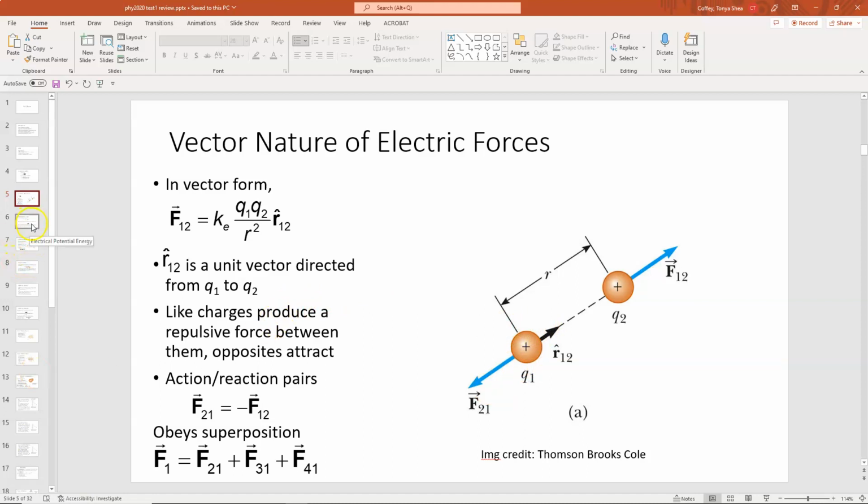If you have multiple point charges, then you just sum up the force on one charge due to all the other charges. So if you have more than one force, you just do a vector sum. Remember, it's a vector sum of the forces, and it obeys what we call superposition.